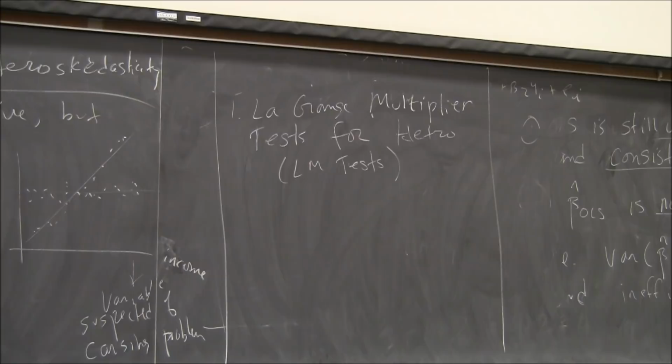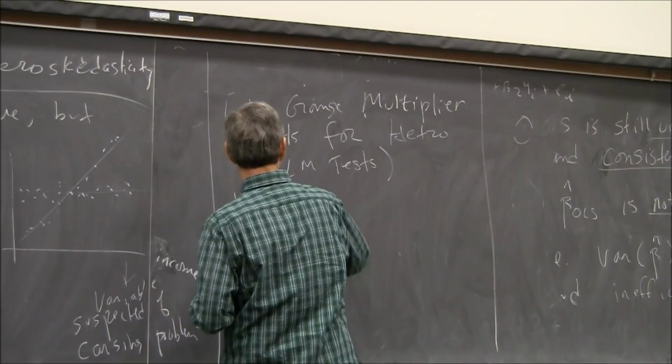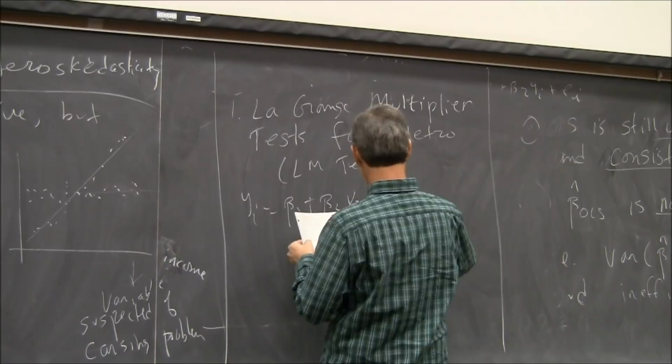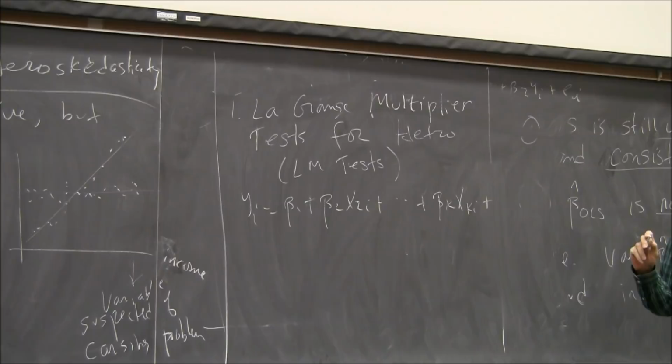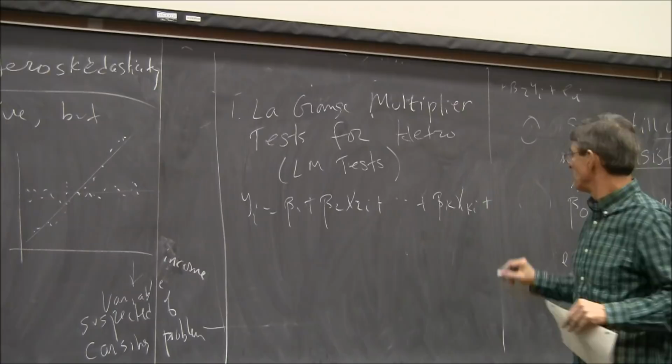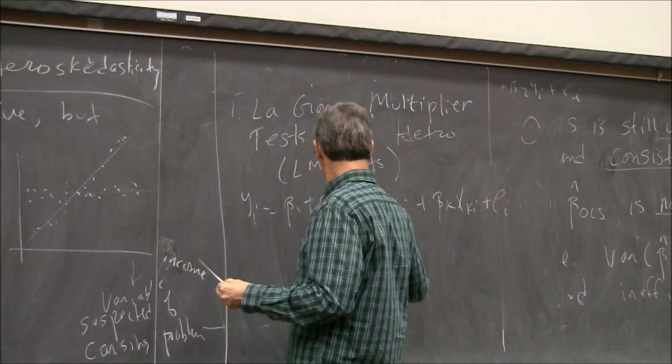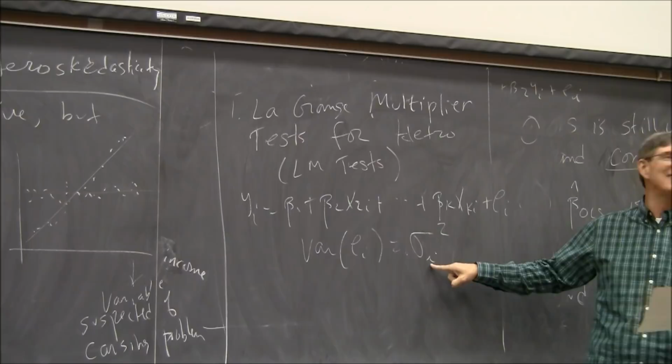So let y_i = beta_1 + beta_2 x_2i + ... + beta_k x_ki + e_i. I've been using e_i all day; I probably used u_i last time. Just a letter, no biggie. And the variance of e_i is sigma_i squared. So there's heteroscedasticity. It depends upon i.